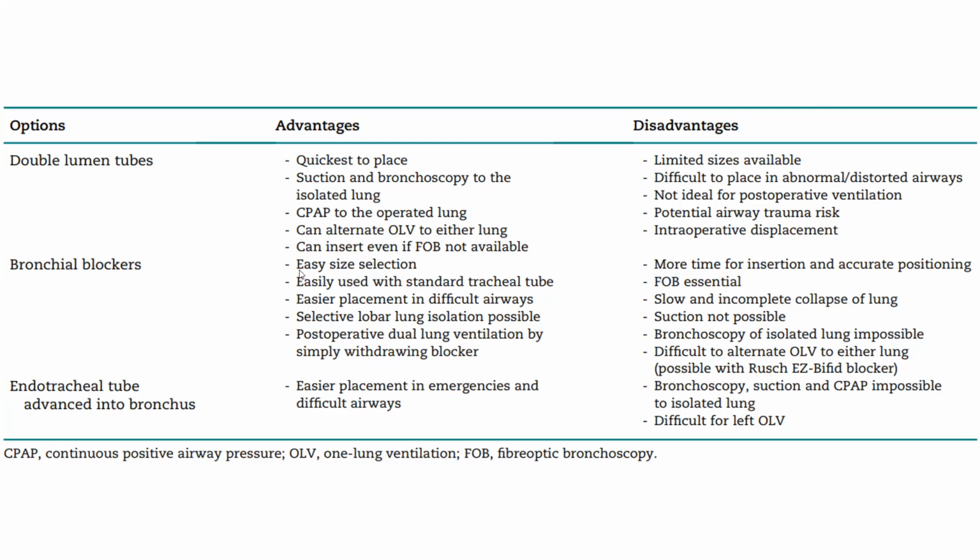Okay. Bronchial blocker: easy size selection, so it's easily used with a standard tracheal tube, and easier placement in a difficult area, because a difficult area can pose a problem for double lumen tube insertion. Okay, so with an endotracheal tube advanced into the bronchus, there is easier placement in emergency and difficult areas. There is also a list of disadvantages. Okay? We can go through that later.